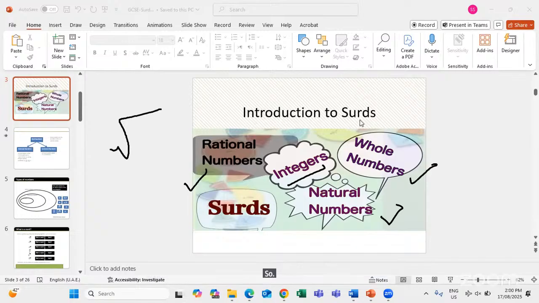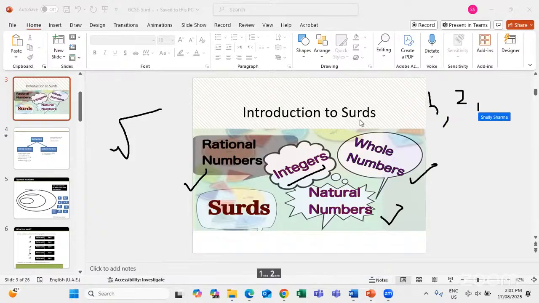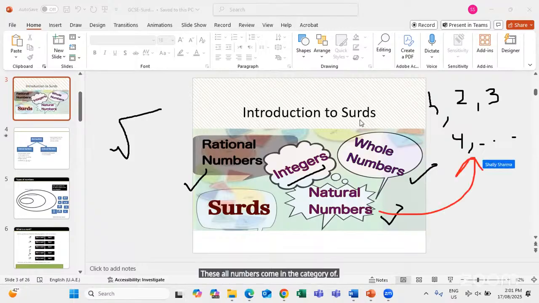So first of all, in our primary grades, we talk about numbers like counting numbers, which we write like 1, 2, 3, 4, and so on. These all numbers come in the category of natural numbers. So 1, 2, 3, 4, all our counting numbers, we call them natural numbers.